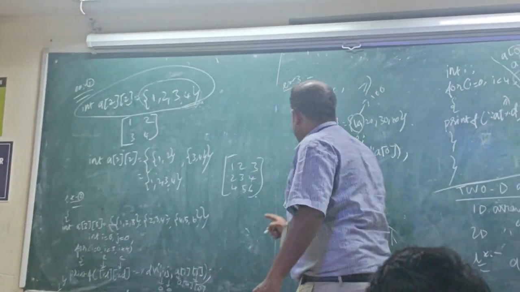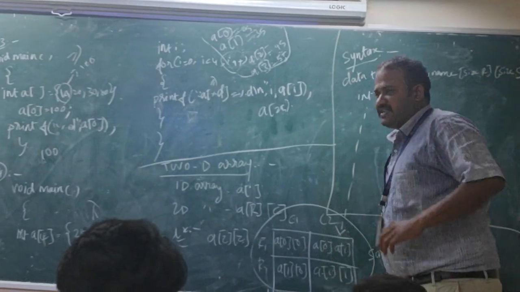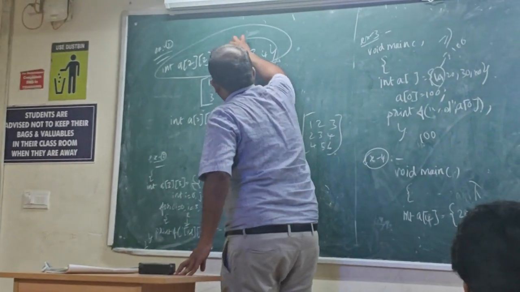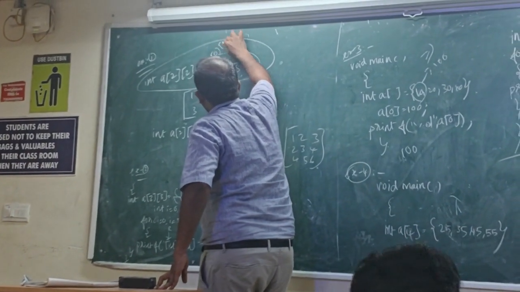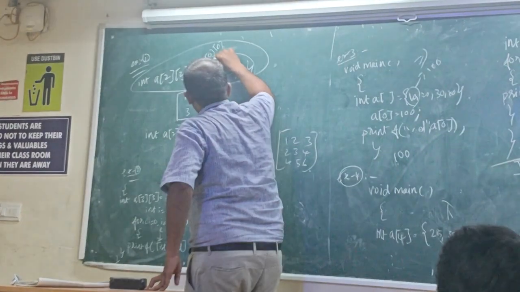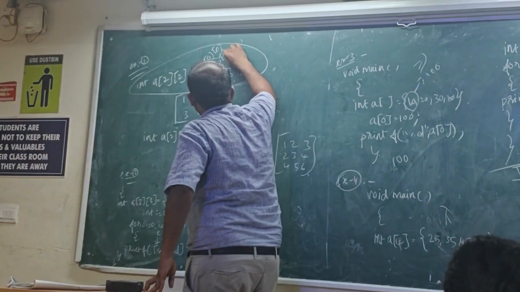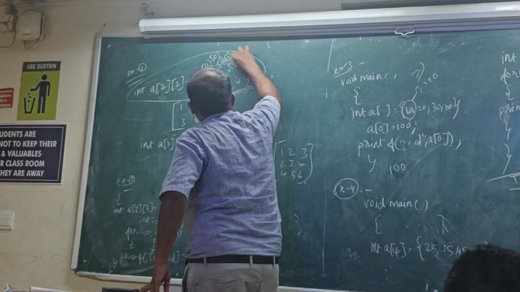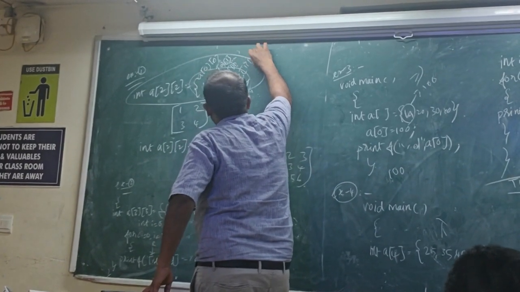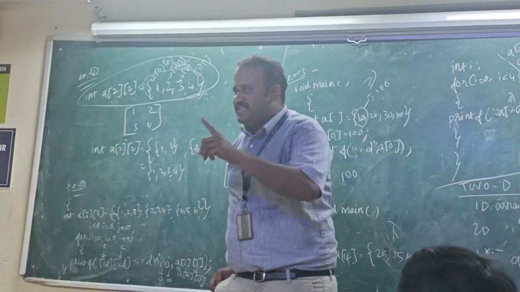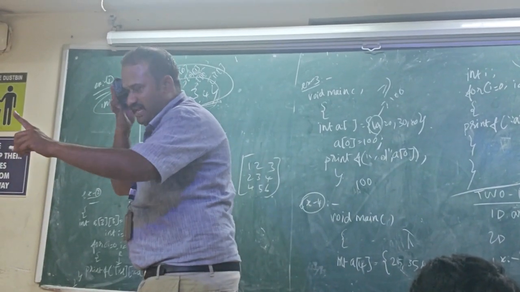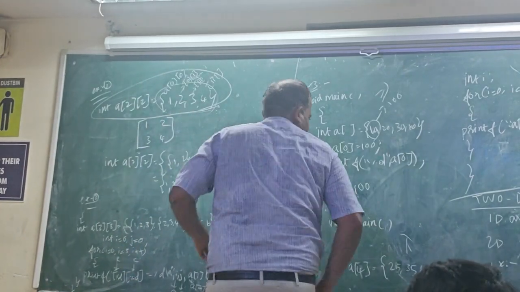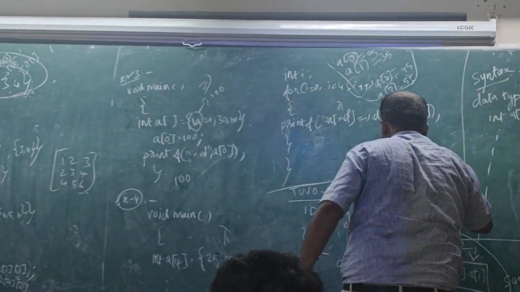How will you represent this? Like this, your matrix. Correct? So this one is A of 0 comma 0. Then this one is 0 1, 1 0 1. So instead of representing a single column, a single line, we are going to split it into rows and columns. Correct? So mainly this two-dimensional array is used to construct a matrix.